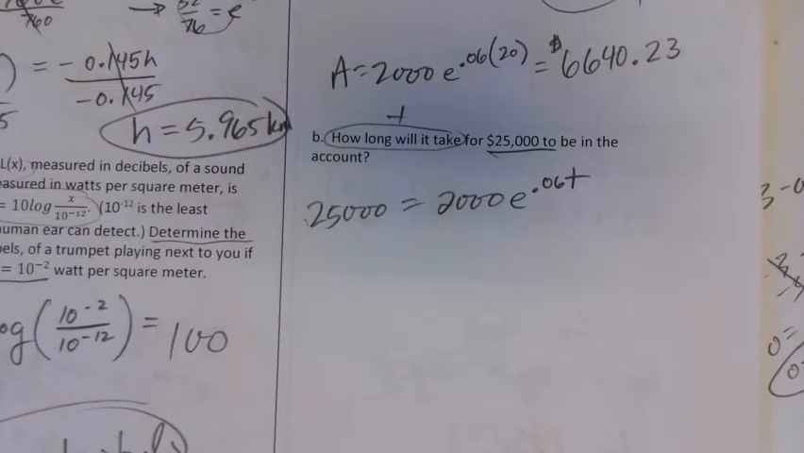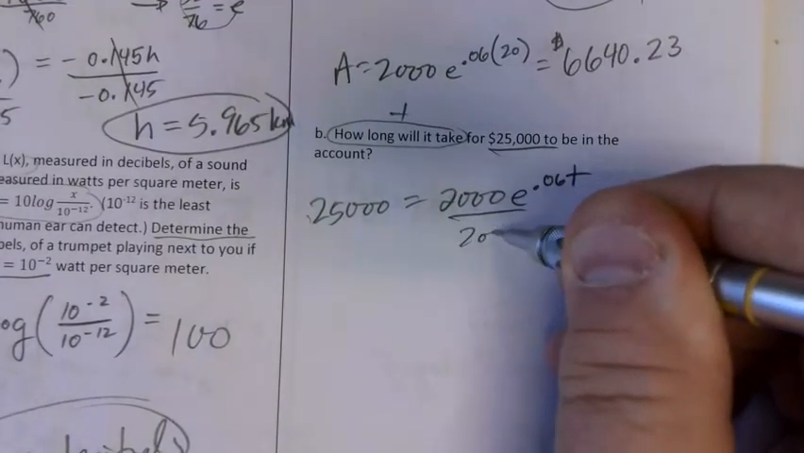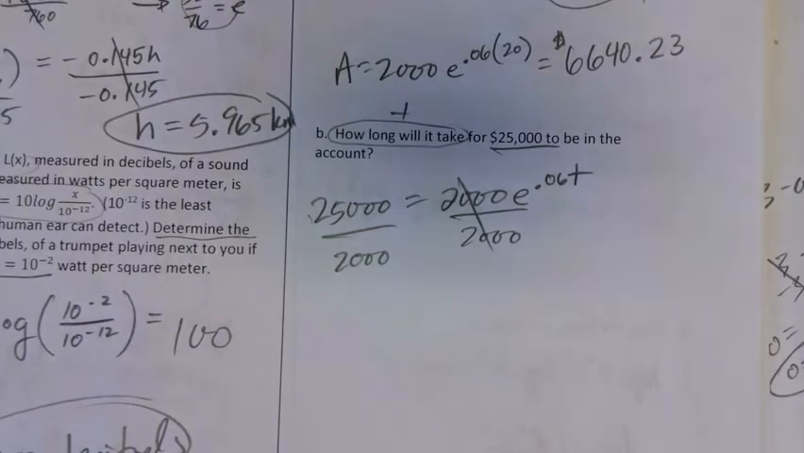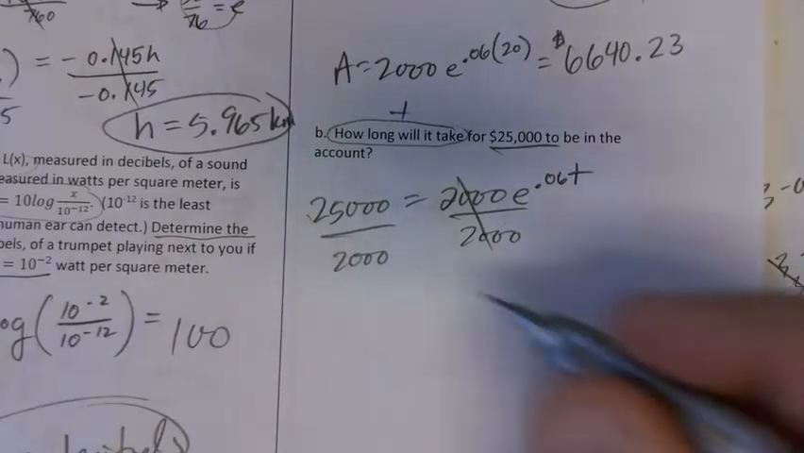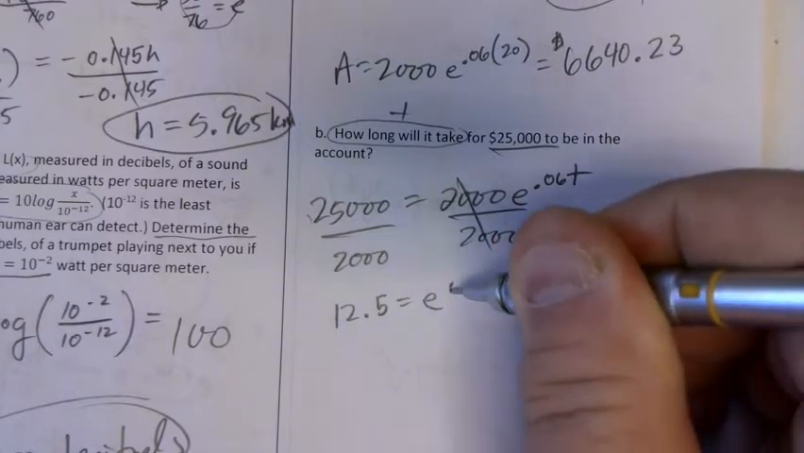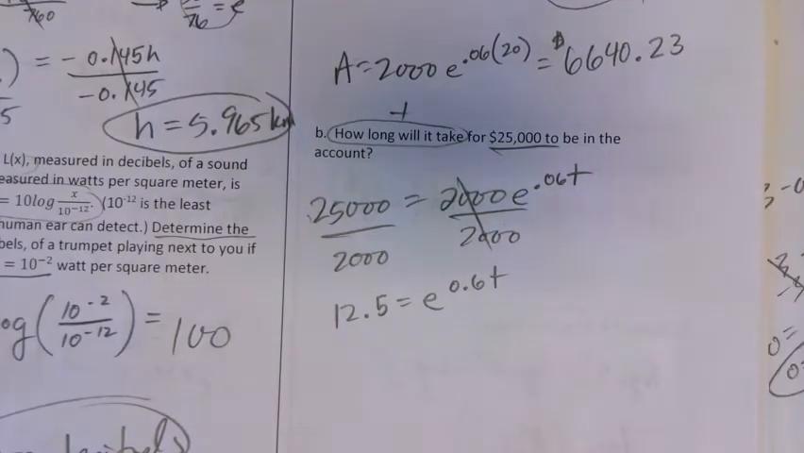Cool. Okay. Isolate, rewrite, solve what's left, and check my answer. So I'm going to go 2,000 divided by 2,000. And 25, I don't want to write that over again, divided by 2,000. I'm just typing that in my calculator. That gives me 12.5. So 12.5 equals e to the 0.06 t.